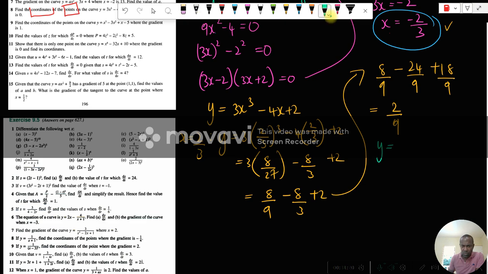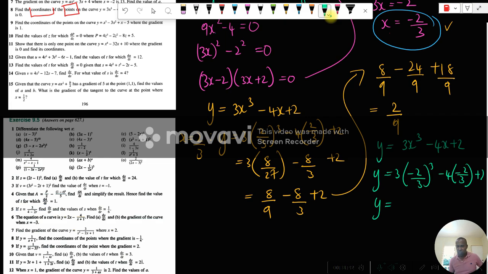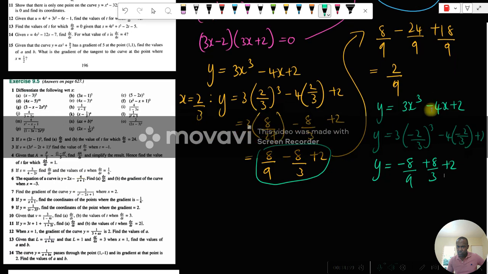So we have y equals 3x cubed minus 4x plus 2. So when x equals minus 2/3, we get y equals 3 times (minus 2/3) cubed minus 4 times (minus 2/3) plus 2. So this time we get y equals, essentially the same as before, but the sign is going to be changed. So I'll just jump to this equivalent line here. All that has changed is a sign. So this is going to become minus 8 over 9, and this becomes plus 8 over 3 plus 2, right?